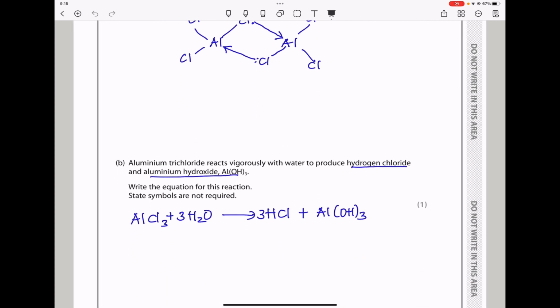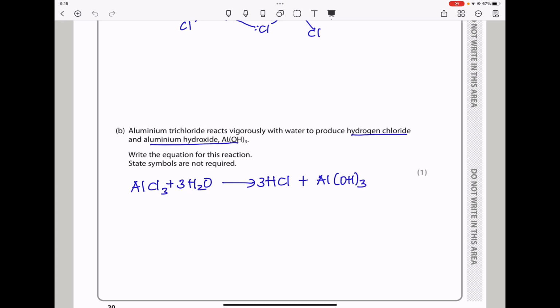And down here they say, aluminium trichloride reacts vigorously with water to produce hydrogen chloride and aluminium hydroxide. Write the equation for this reaction. State symbols are not required. Because aluminium trichloride is reacting with water, the products are that as well as that. Since we have 3 chlorines here, I have to put a 3 here to balance them. But when I do that, the hydrogens become 3 as well, and we have 3 others here, making them 6. So I have to put a 3 here to make the hydrogen 6 in order to balance this equation.